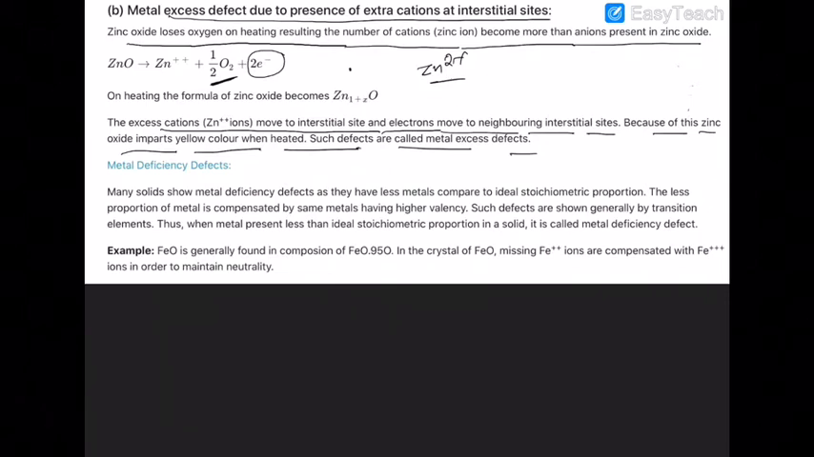So you have to understand what will happen in this case: oxygen gas is being expelled, so the zinc 2 plus cations become excess, but while escaping, oxygen gas will lose 2 electrons per half mole. So those 2 electrons will get trapped in the interstitial site. So what will happen? The extra positive charge due to the extra zinc 2 plus cations is balanced by the 2 electrons.